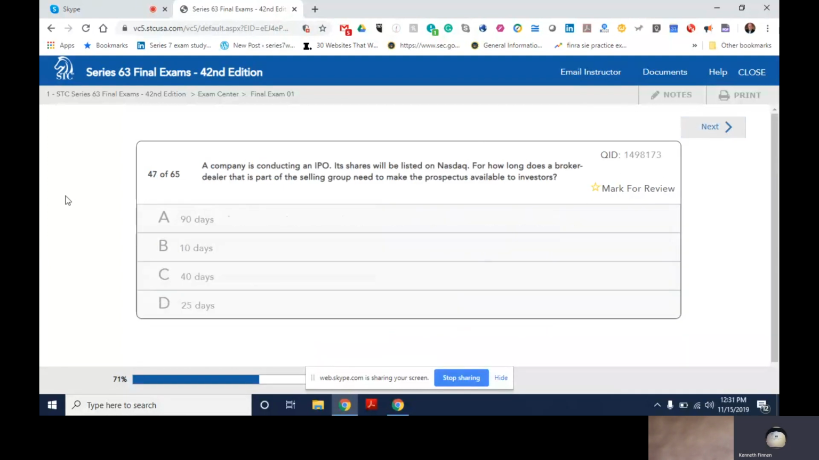Okay. A company is conducting an IPO, a first-time offer. Its shares will be listed on the exchange. For how long does a broker-dealer that is part of the selling group need to make the prospectus available to investors? If it's an over-the-counter IPO, it's 90 days. If it's an over-the-counter additional offering, it's 40. If it's an IPO on a stock exchange, it should be 25 days.